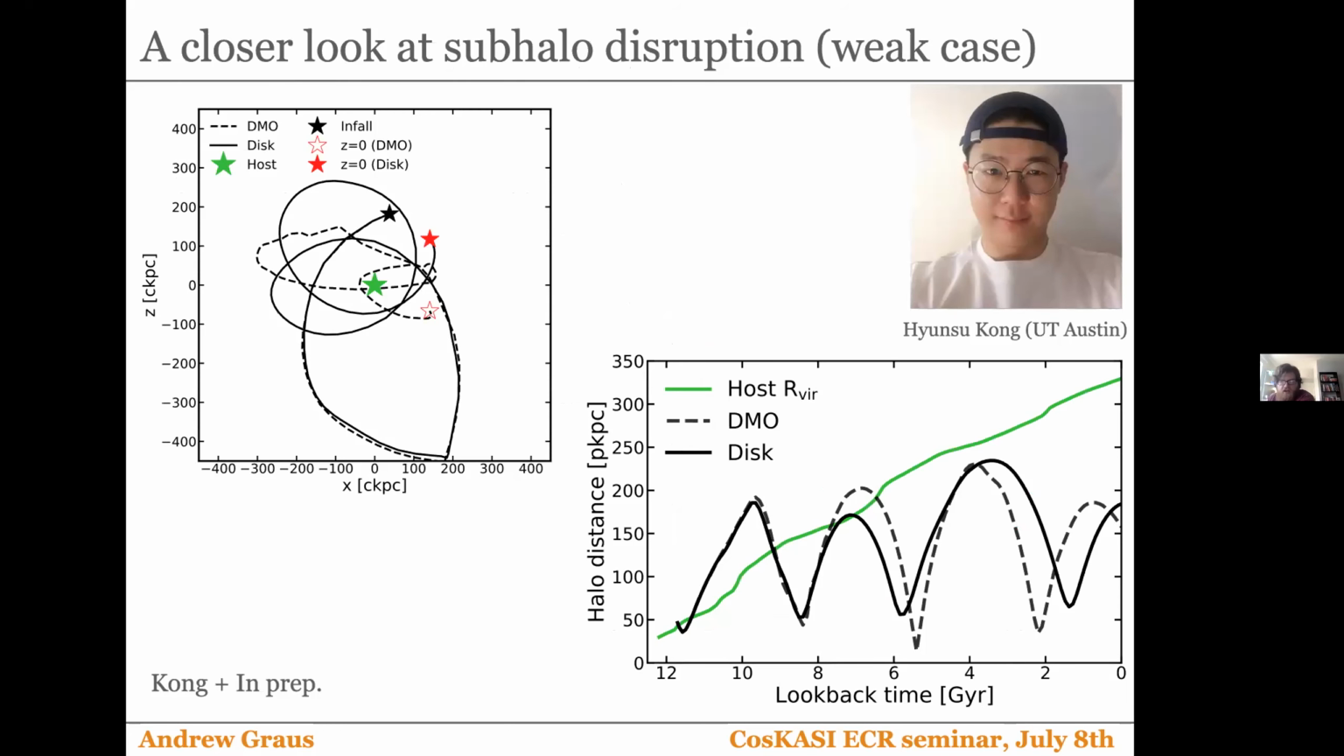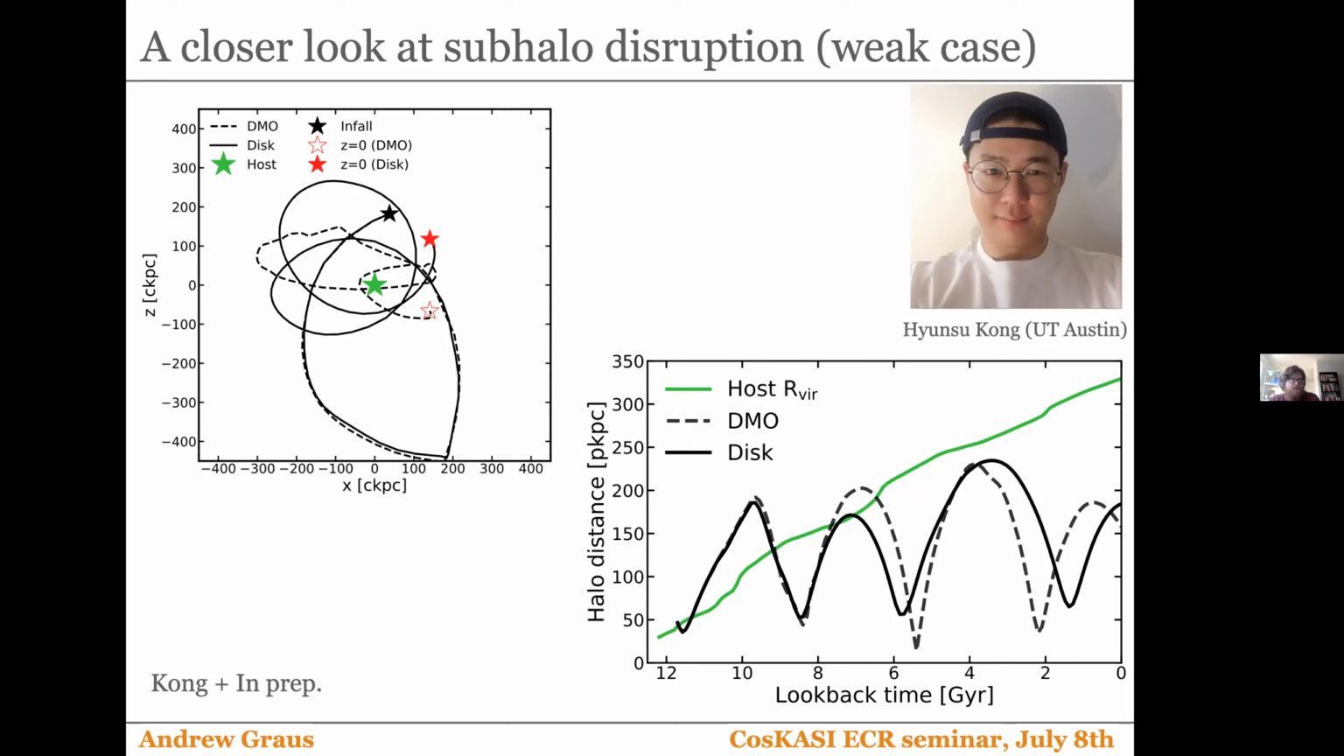So now I'm going to take a closer look at subhalo disruption, and this is work that has been led by a grad student I've been working with at UT Austin, Hyun-Soo Kong. He's specifically been looking at these PLVIS simulations from Tyler Kelly, looking very specifically at individual subhalos and tracking them over time and seeing what's happening with them as they get disrupted. So I'm going to give you two cases here: a weak case and a strong case.